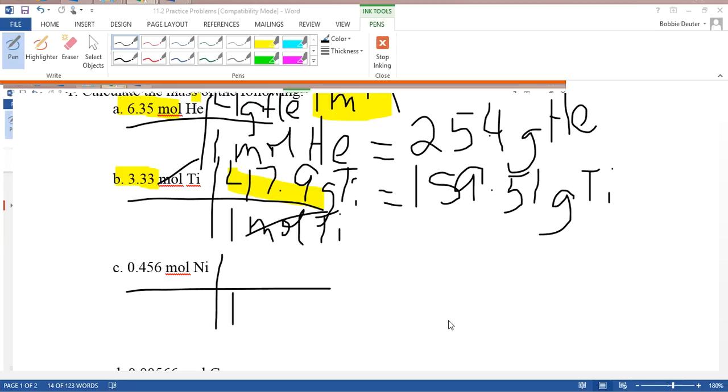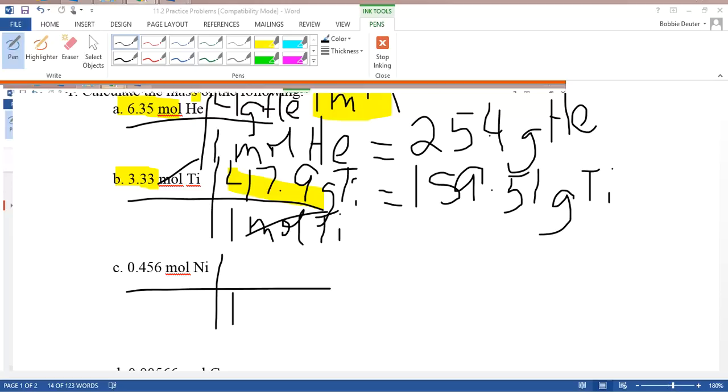Okay, so let's go through these extra problems. We went all the way back to the first page. We are on 1C actually. So again, we're going to put the 1 mole of nickel here. That cancels out.